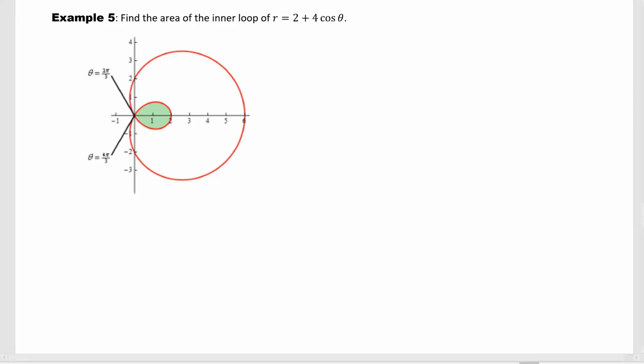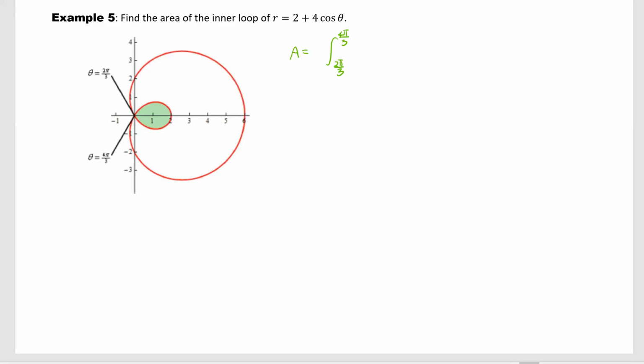Find the area of the inner loop of r equals 2 plus 4 cosine theta. Okay, so here I give you the angle as well. So this guy corresponds to the angle 2 pi over 3, okay? And that guy corresponds to the angle 4 pi over 3. And so this is the area from 2 pi over 3 to 4 pi over 3. Okay, but can you see they're actually symmetric?